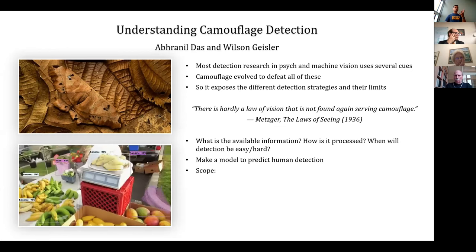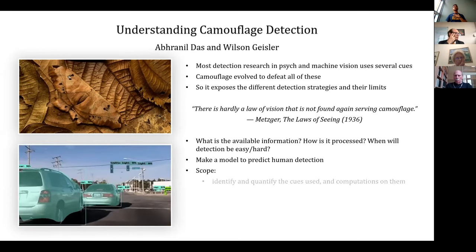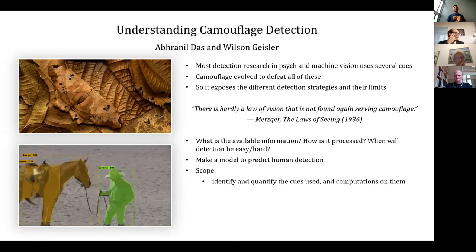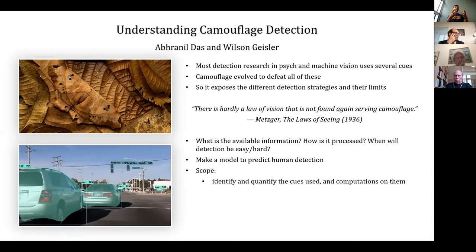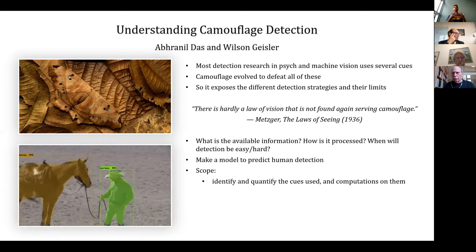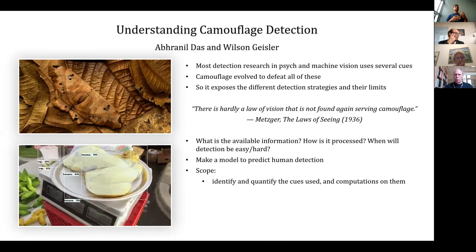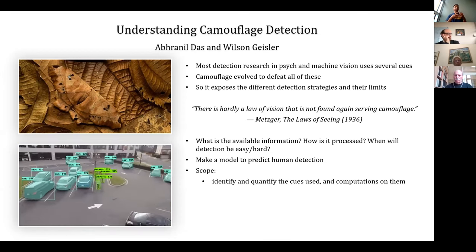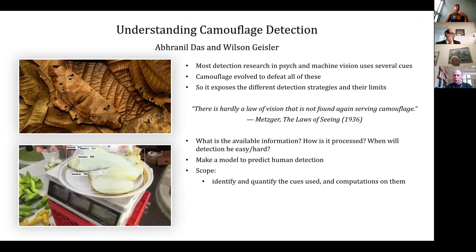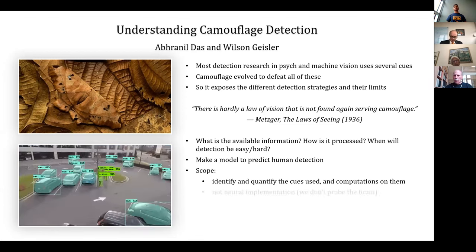So a word about the scope of this project. What we want to do primarily is identify and quantify the cues, or the pieces of information, that exist in the image that are used for camouflage detection, and what are the plausible computations that happen on them to give rise to a final decision: target exists or target does not exist.